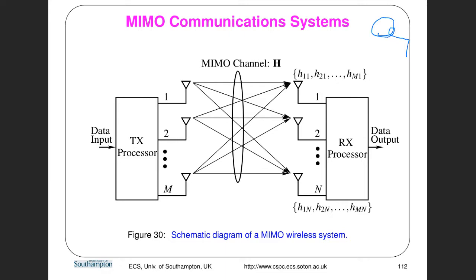Today, first of all, we are going to talk about MIMO communication. MIMO is multiple input, multiple output. So I have multiple antennas as a transmitter and multiple receiver antennas as a receiver.